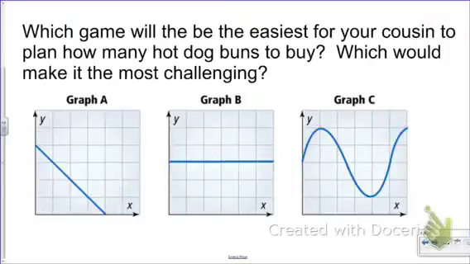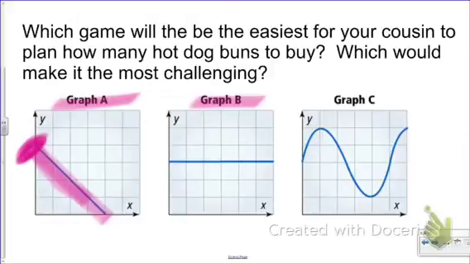So which one is going to be the easiest for your cousin to plan how many hot dog buns to buy? That would probably be graph A or B. In my opinion, graph A would be pretty easy to predict because you know how many people are there at the beginning. And so they're going to typically be there for the whole game. And so it would be easy to kind of predict that. Graph B has about the same amount of people coming in every time. So again, you could predict how many people are going to be there. So I would take A or B, whatever reasoning you give me, as long as it's good.